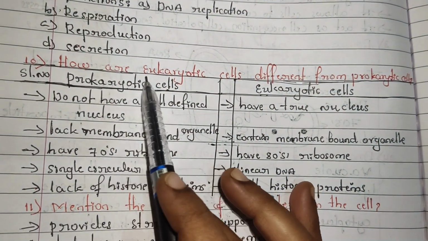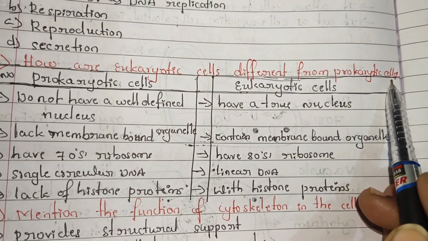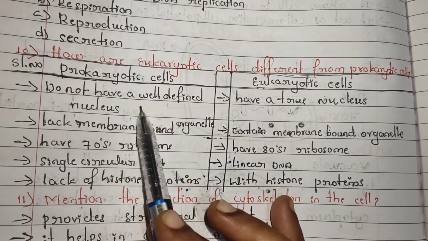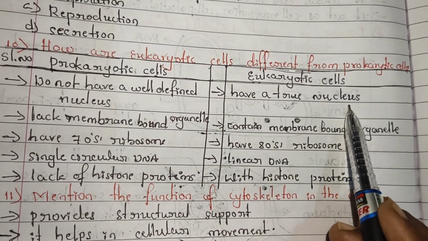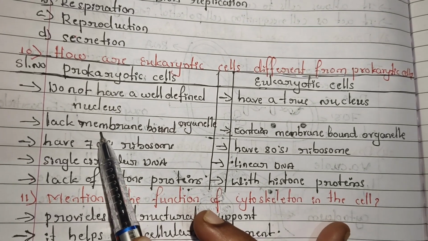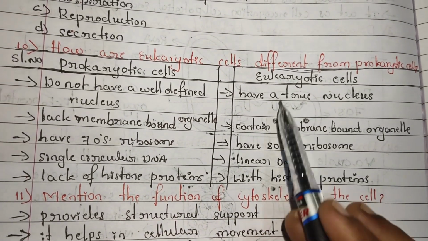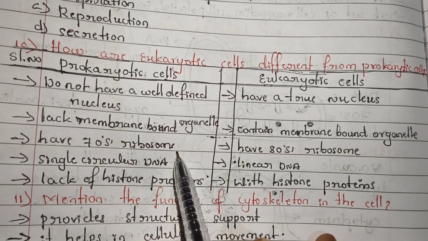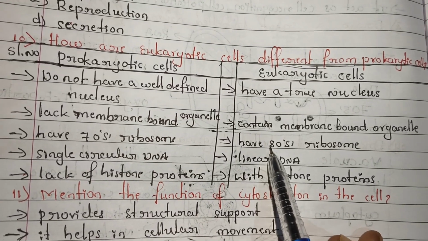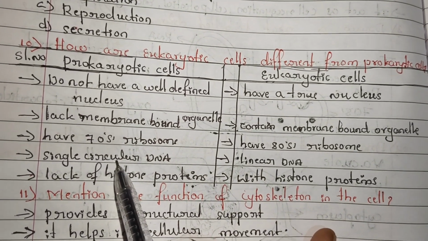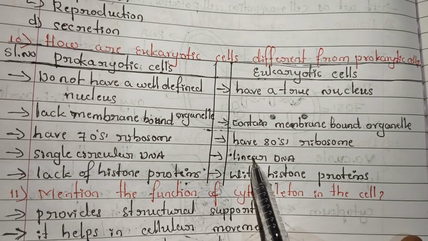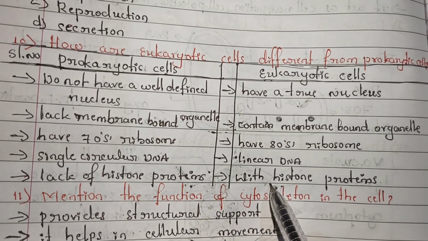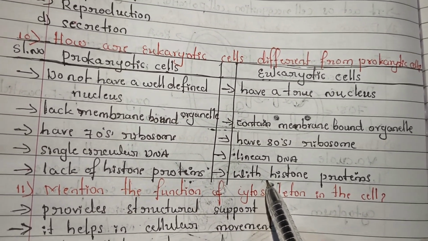And next question, how do eukaryotic cells differ from prokaryotic cells? So prokaryotic cells don't have any well-defined nucleus. Eukaryotic cells have a true nucleus, it means a well-developed nucleus. Prokaryotic cells lack membrane-bound organelles, and eukaryotic cells contain membrane-bound organelles. Prokaryotic cells have 70S ribosomes, eukaryotic cells have 80S ribosomes. Prokaryotic cells have single circular DNA, and eukaryotic cells have linear DNA. Prokaryotic cells don't have any histone protein, but eukaryotic cells have histone proteins.